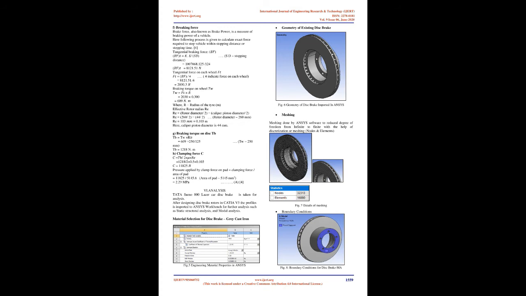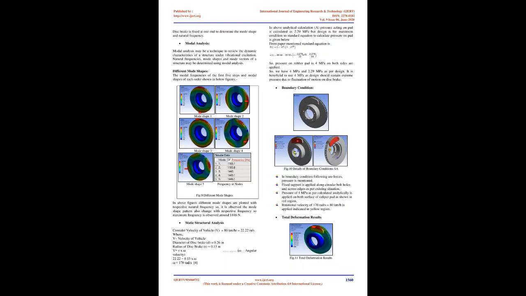Modal analysis. Modal analysis is a technique to study the dynamic characteristics of a structure under vibrational excitation. Natural frequencies, mode shapes and mode vectors of a structure can be determined using modal analysis. Different mode shapes. The modal frequencies of the first 5 orders and the modal shapes of each order are shown in the figures below. In the figures, different mode shapes are plotted with respective natural frequencies, so it is observed that the mode shape pattern also changes with frequency, and the maximum frequency is observed around 1446 Hz.